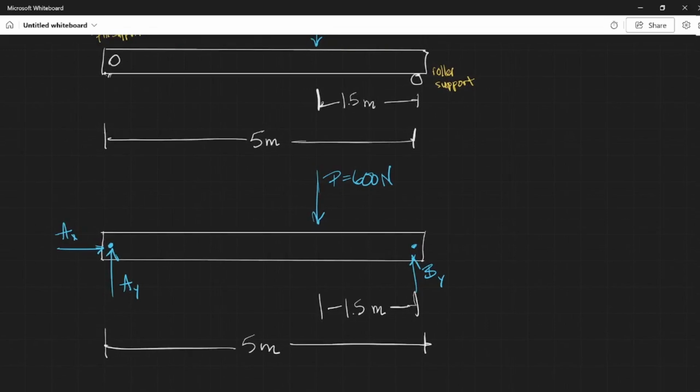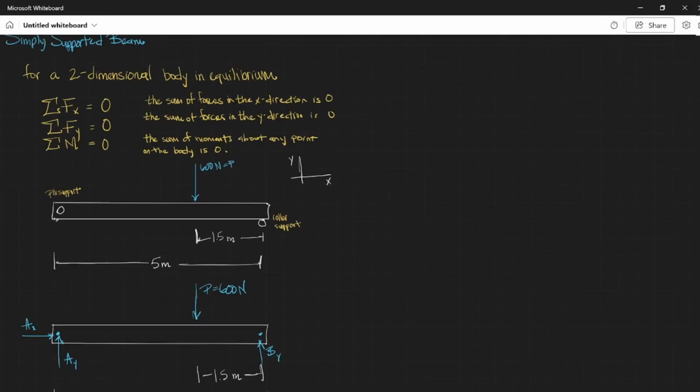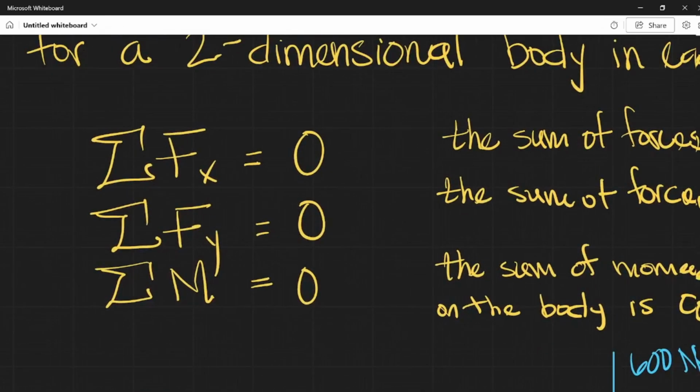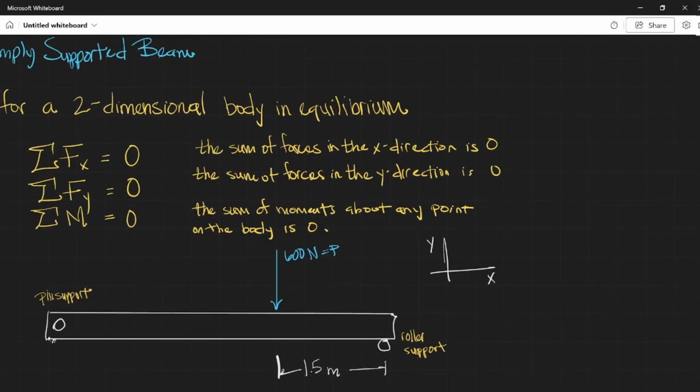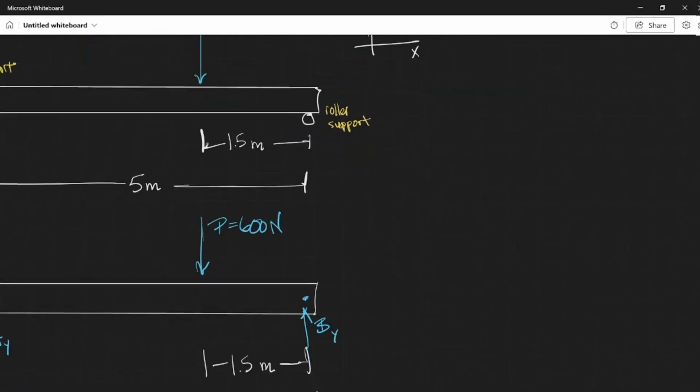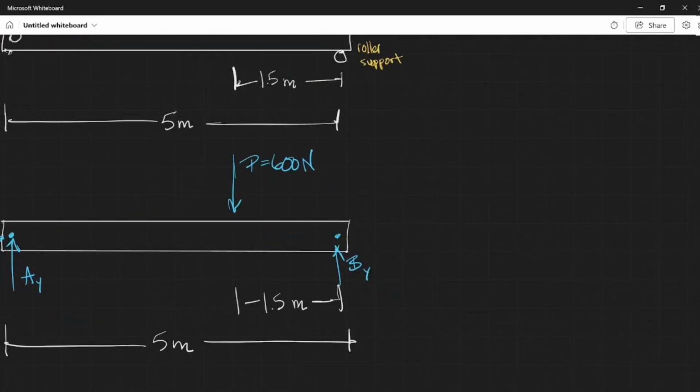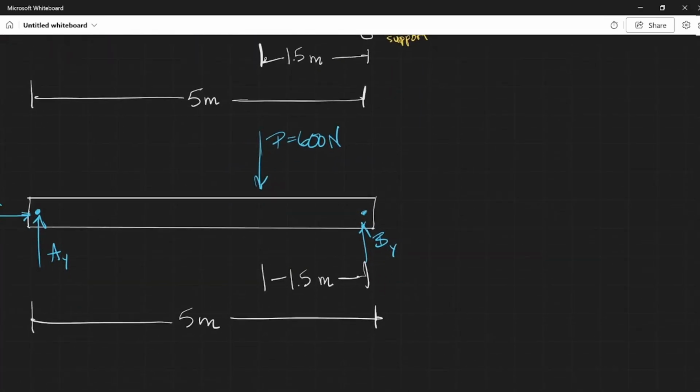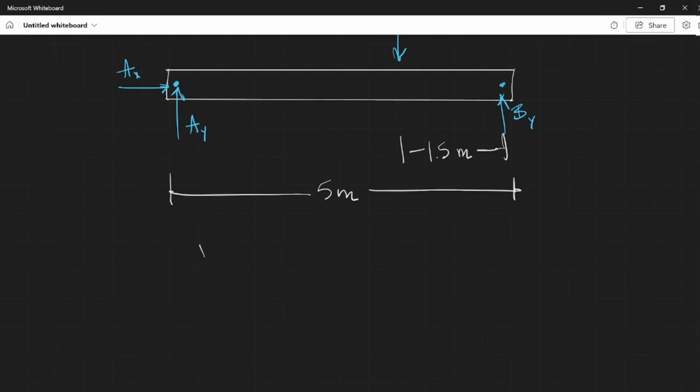What we can start doing now is writing our equations that I wrote down here. We can now apply these to a two-dimensional body in equilibrium. That's what we're analyzing here, a beam in equilibrium. I'm going to write the equations. We can often define the positive direction like so.